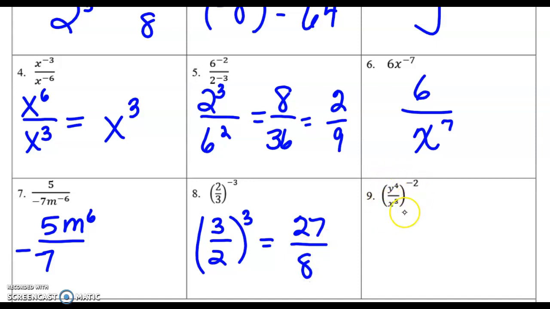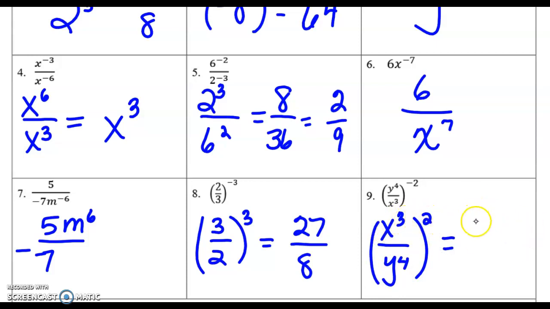And again, here, this whole fraction is being raised to a negative, so the whole fraction switches positions, and now it's a +2. And x to the 3rd squared means x to the 3rd times x to the 3rd, which is x to the 6th. And y to the 4th squared means y to the 4th times y to the 4th, which is y to the 8th.